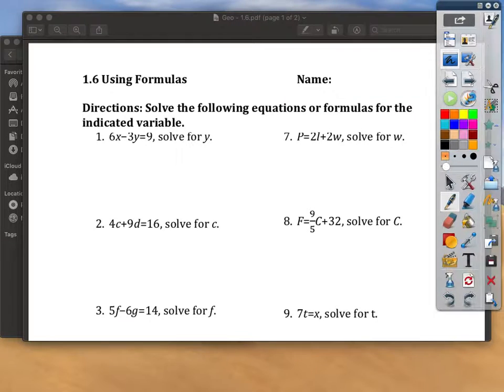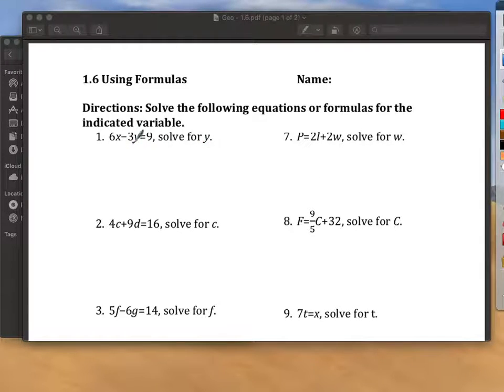That's one of the ones we have to do. We're gonna go through this one together. If we're solving for y, that means we need to get this negative 3y by itself. So we're gonna subtract 6x. Negative 3y is equal to 9 minus 6x, or negative 6x plus 9, okay? We're going to do number one together right now.